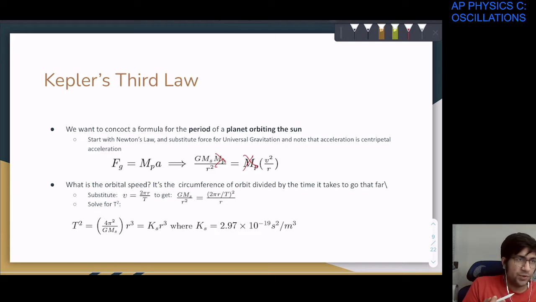So just in summary, real quick, all we really did was start with Newton's law. We recognized that we can use the centripetal force formulation, and then we substituted in the concept of orbital speed, and after doing that we can come up with Kepler's third law.